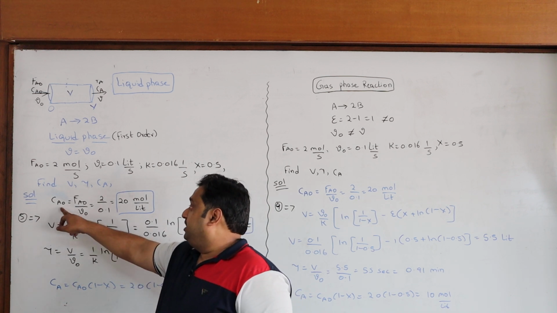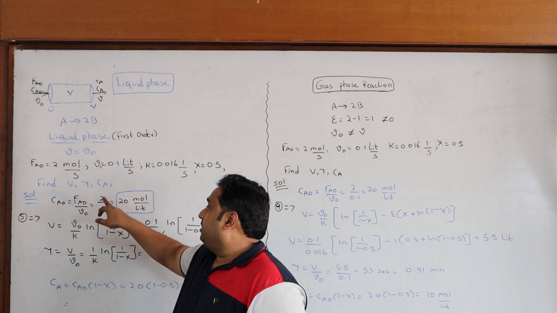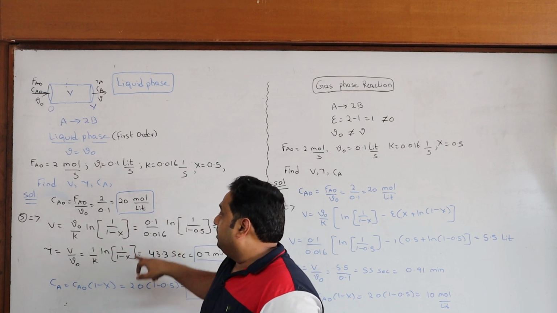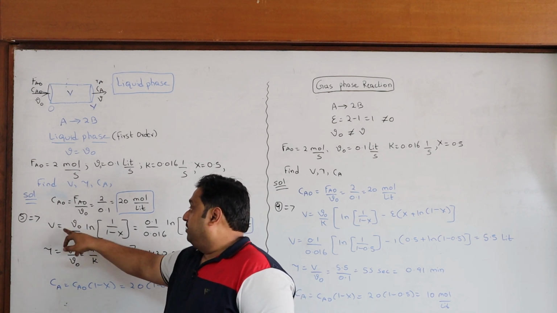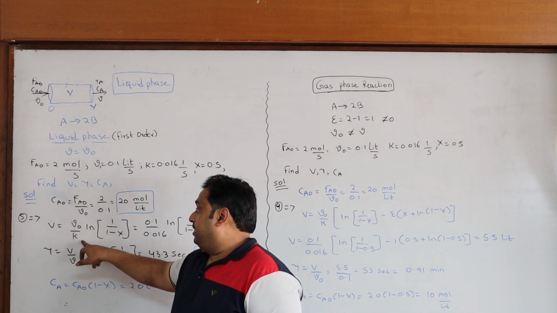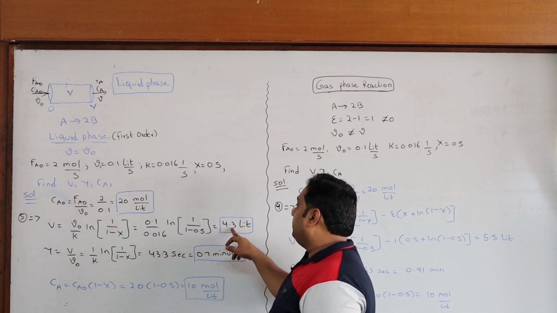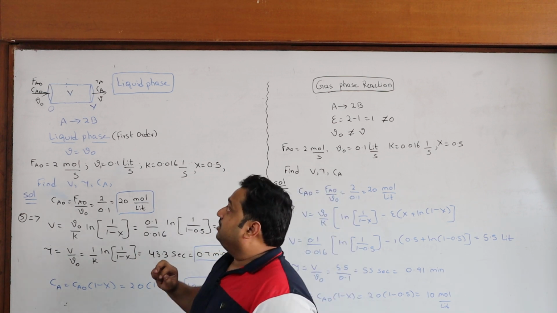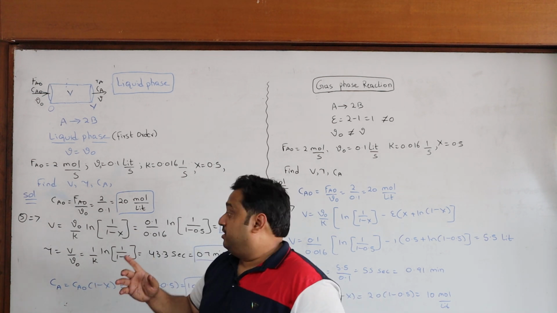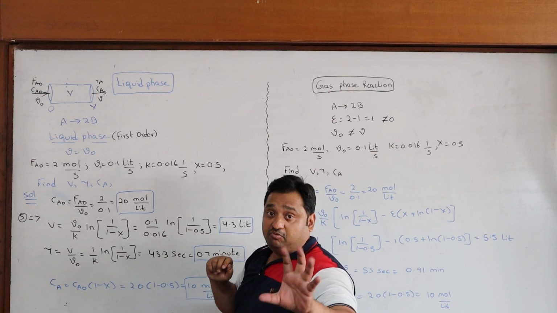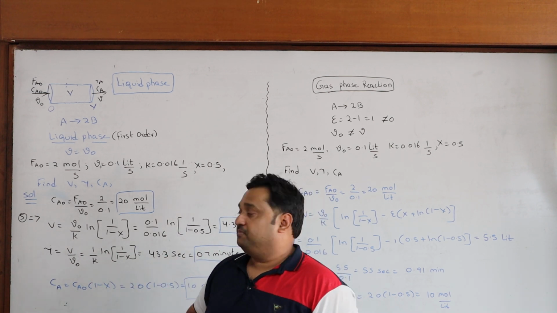I know initial concentration is equal to initial molar flow rate by initial volumetric flow rate, that is nothing but 20 mole per liter. If you remember the equation number 5, V equal to volumetric flow rate divided by rate constant into ln 1 by 1 minus conversion. If you do that, the volume is 4.3 liter. That means the volume of the plug flow reactor required for 50% conversion is 4.3 liters.